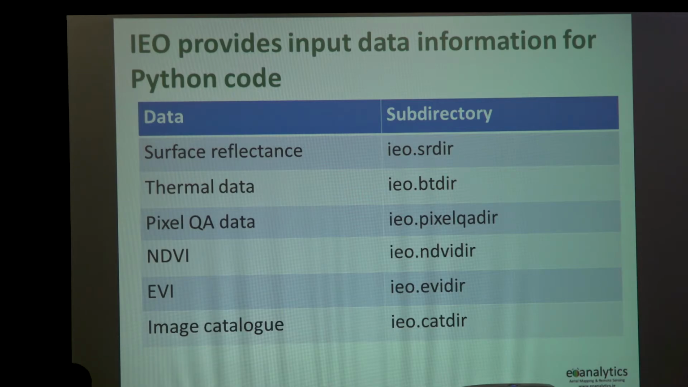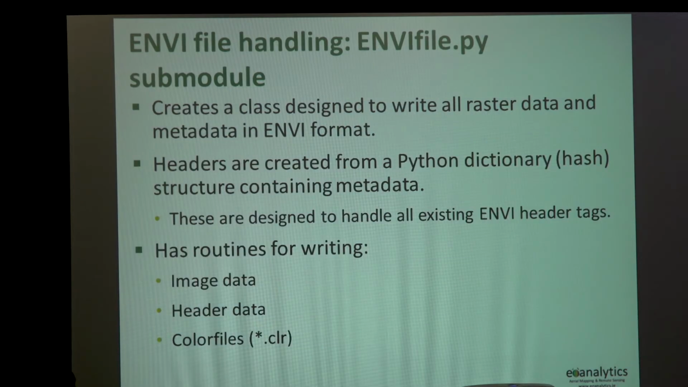So let's just say I want to write some code where I want to process surface reflectance data or thermal data or whatever. This will go ahead and tell the code where to look for the data, so I don't have to remember where exactly on disk these things are sitting. It will also include other things like projection information, and so on.